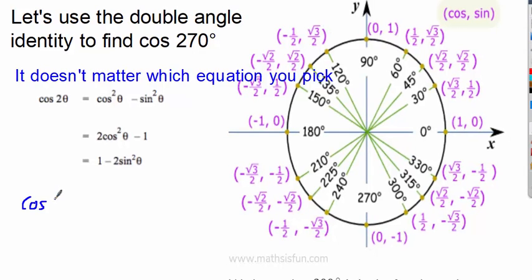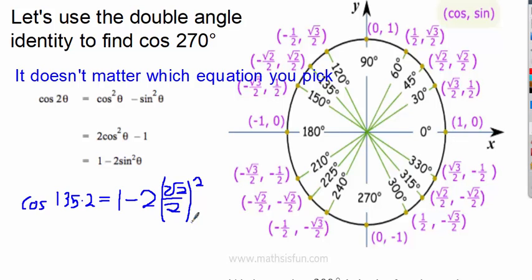So 270 is 135 times 2. So everything I plug in here is from 135. Let's just use a different one. If I have one that's simpler, I might choose sine instead of cosine. These are both square root of 2's. So I'm just going to use, let's use the third one actually. 1 minus 2 times square root of 2 over 2. That is the part, and only that part, that gets squared.